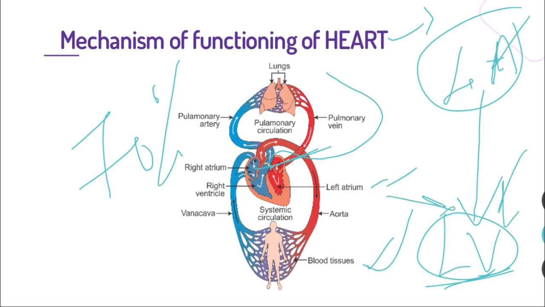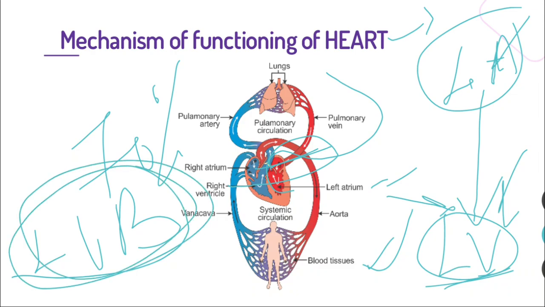When this left ventricle contracts with high pressure, the bicuspid valves close, and this closure of bicuspid and tricuspid valves produces the sound lub, which is your first heartbeat. The next sound, dub, is produced due to the closure of your semilunar valves. Okay, I'll be coming to it.